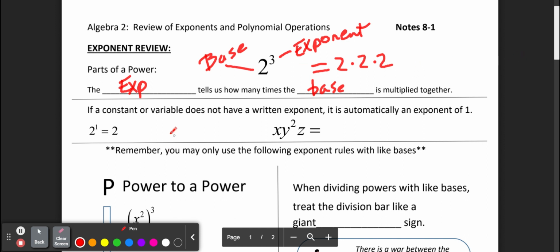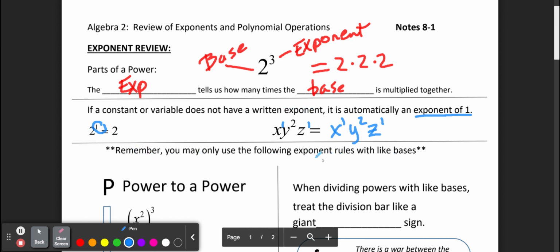If a constant or a variable does not have a written exponent, it's automatically an exponent of 1. So over here, if we have just the regular number 2, it has an exponent of 1. And if you put that 2 exponent of 1 in your calculator, you'll also just get 2. Over here, we can add in a 1 here and a 1 here. If we were to rewrite it, you could write it here and here. So y squared z has a 1. This is going to help us remember when we're just about to go and use it for operations.